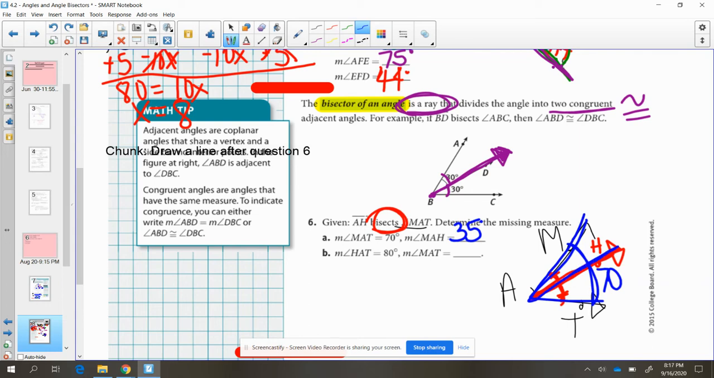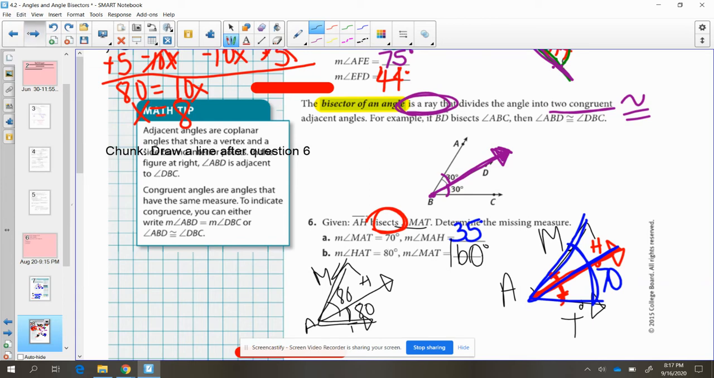Okay. Now, on the flip side, if we look at part B here and we have that same picture, and they told us HFG, one of the smaller angles, was 80, what then does MAT have to be? Well, the big angle, if this is being bisected, this would also be 80. So together, they would be 160 degrees. Okay. So drawing that picture will make your life immensely easier, and looking for those key words, including bisects.